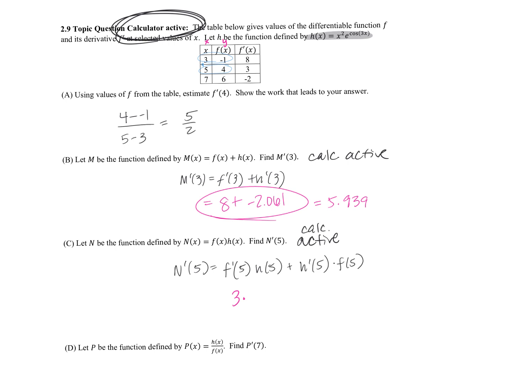Okay, calculator active. You guys, how are we going to go use our calculator to find h of 5 if here's h? Here's h. How am I going to find h of 5? You just plug in 5, you guys. Everybody go plug in 5 just as good practice. It's not the derivative. I just need 5 squared times e to the cosine of 3 times 5.